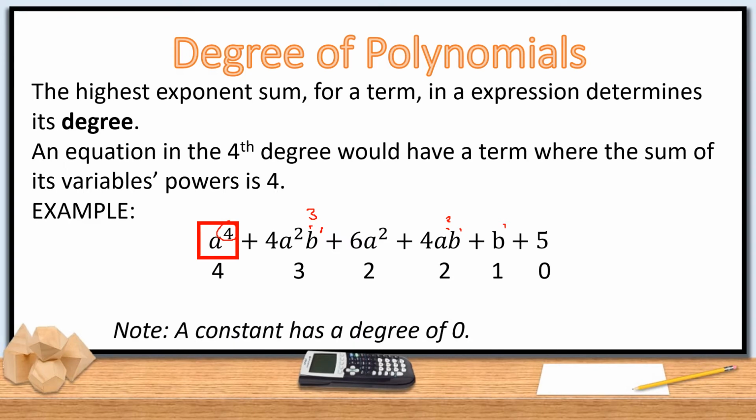Side note, any numeric value has a degree of 0. So there's no variable not raised to any exponent, so it is a degree of 0. Even if you get something like 5 cubed in your expression, well, you can evaluate that as 125. It still has a degree of 0. So just be aware of that.